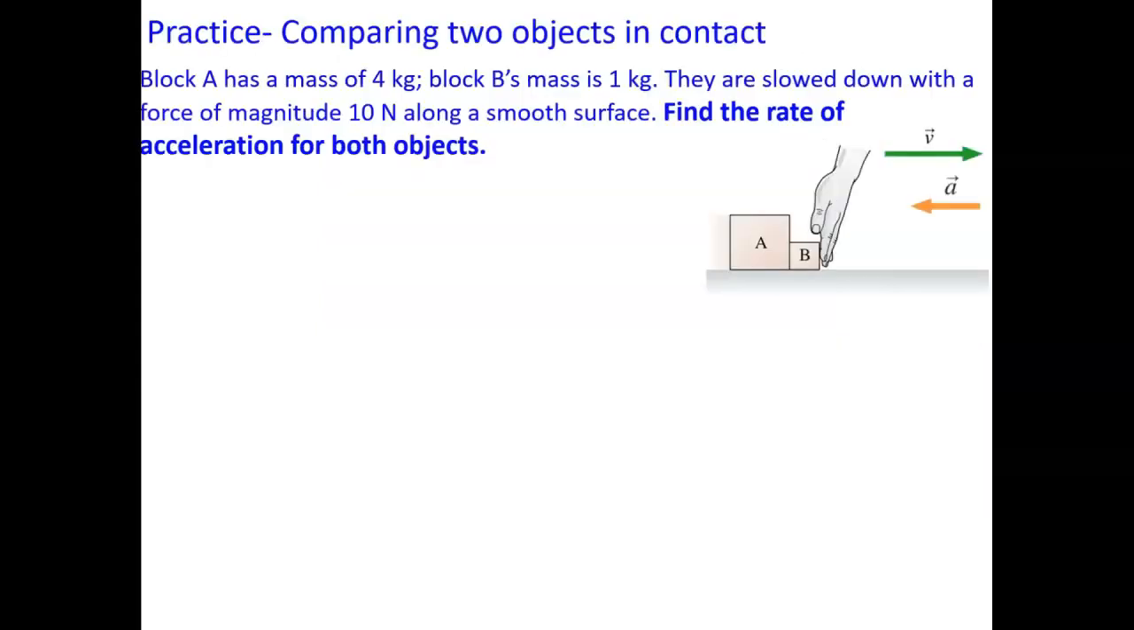So here we have another practice problem. You've got block A that has 4 kilograms now. It's a little bit different. And block B is now 1 kilogram. The hand force is now slowing them down with a force of 10 newtons. So they are moving to the right, but they're accelerating to the left, right? So again, you're supposed to find the acceleration of both objects. So go ahead and start off by doing a free body diagram for each object, and pause the video now.